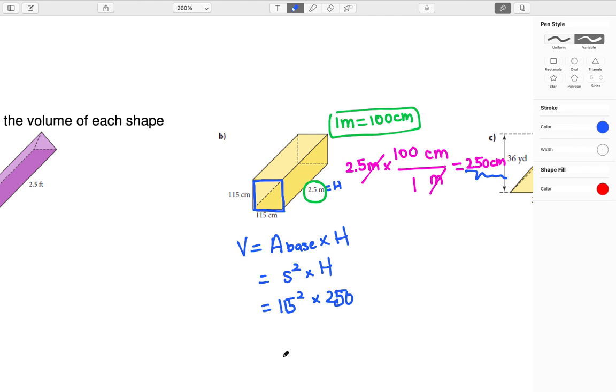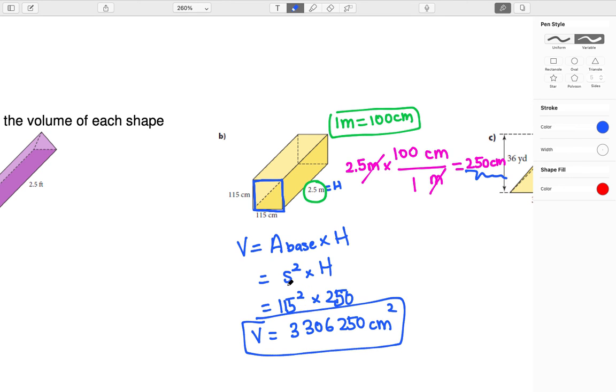Same unit. And when you multiply all together, you'll get 3,306,250 centimeter squared. And that's how you find the volume of a prism. Any type of prism, area of the base times height. This is the base.